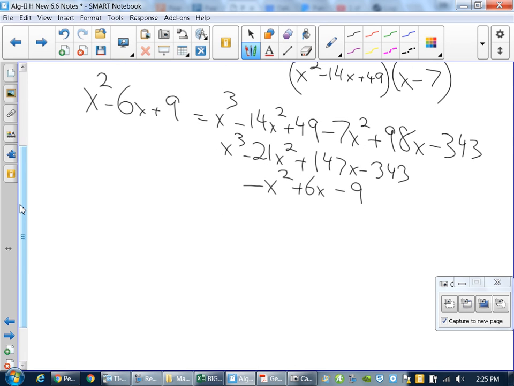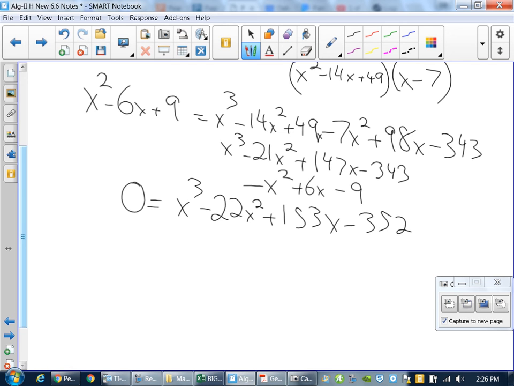Why would it be 147x? I had missed an x, I thought. This was supposed to have an x in it, wasn't it? Yeah, that's why. I forgot to put the x there. I did this problem earlier and I knew it was a 147. I just forgot to put down the x. So if I move this around, I have 0 equals x cubed minus 22x squared plus 153x minus 352.